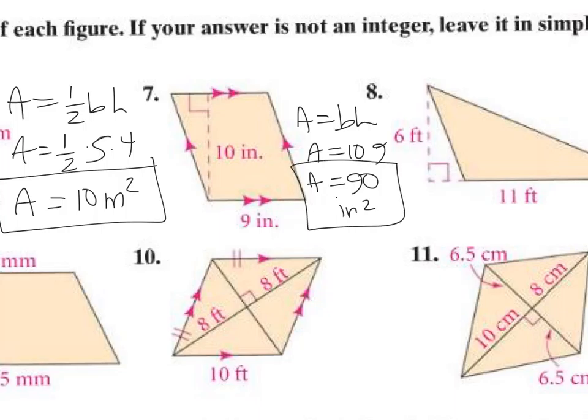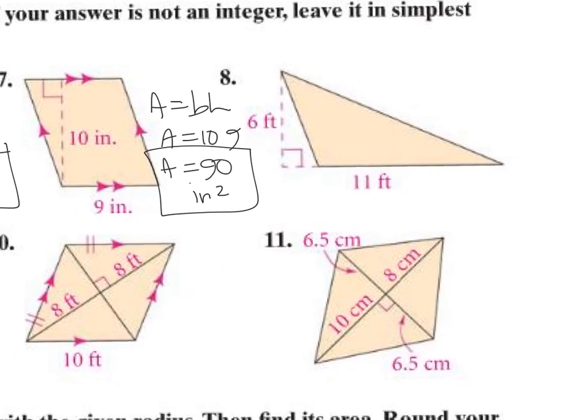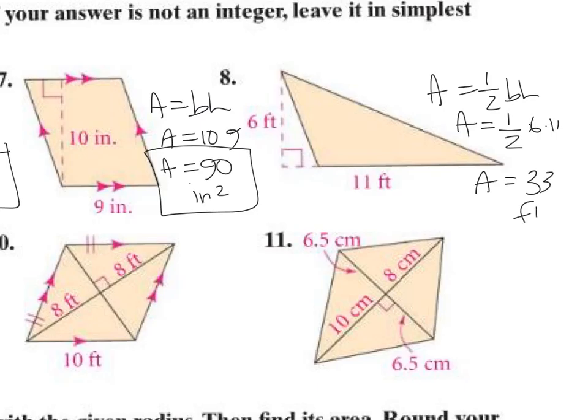Box your answer. Number 6, the formula, area is 1/2 base times height, substitute, and then answer in units. Okay.